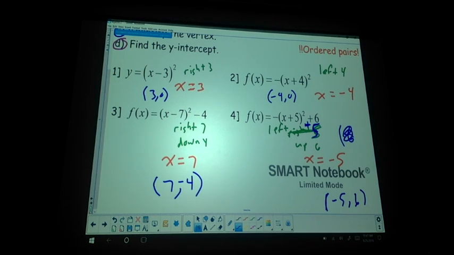Y-intercept. So for the Y-intercept, I'm plugging 0 in for x. So this is going to give me 9. Do you agree? If I plug 0 in for x, negative 3 squared is positive 9. This one is going to be 16, but I have to remember the negative out front.